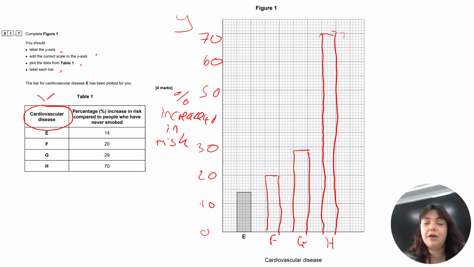Okay, so as an examiner, the amount of times I see people who've done lovely little cross hatchings and shadings in, you don't get marks for that and you're wasting your time. Just 3 bars like that is perfectly fine. And we've done all those 4 things. We've labeled the y-axis, we've added the correct scale, we've plotted this data, and we've labeled the bars.